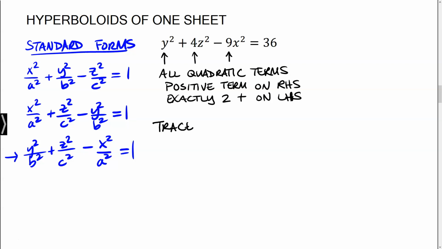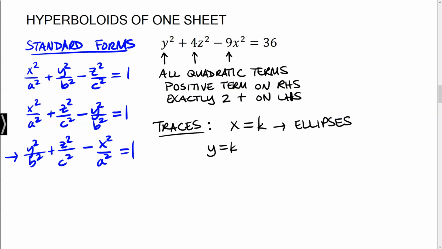So let's talk about the traces. Now this depends on which of the 3 forms it is, but it's different from the ones that have positive and negative terms. So in this case, if we look at x equals a constant, what we're going to get is ellipses. Because if x is a constant, then you add it to the other side, and you get positive y squared plus positive z squared is equal to some positive number. So those are going to be ellipses.